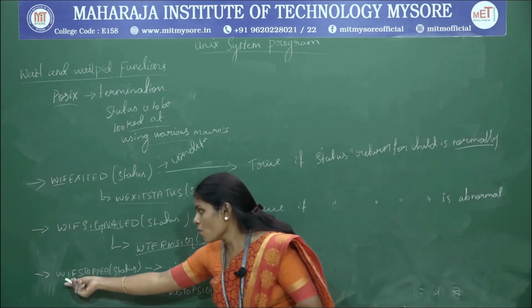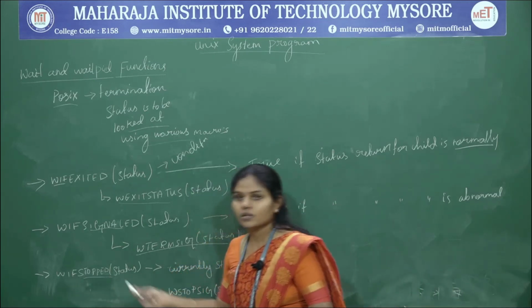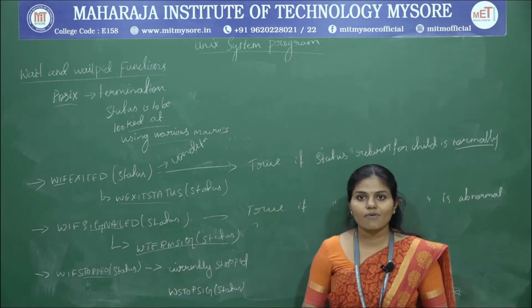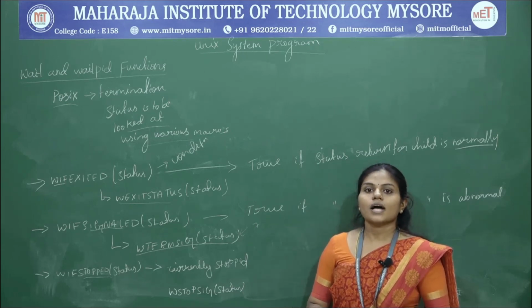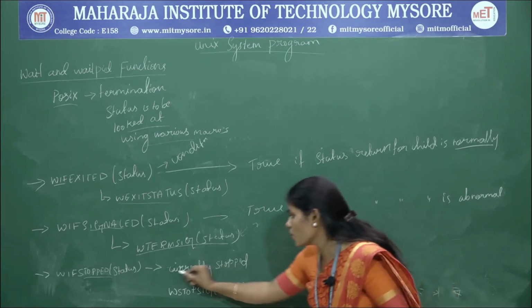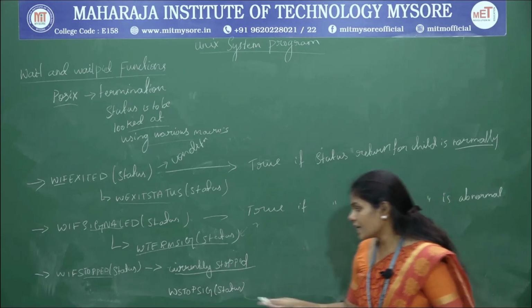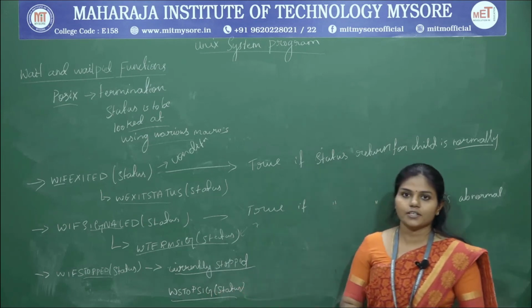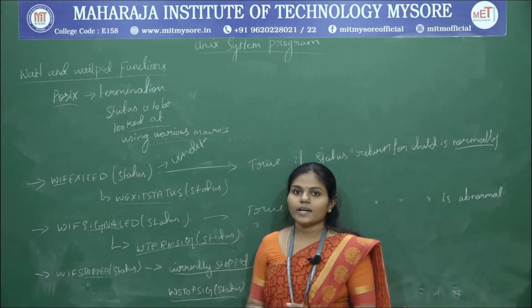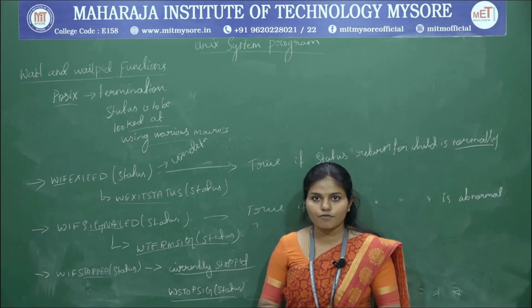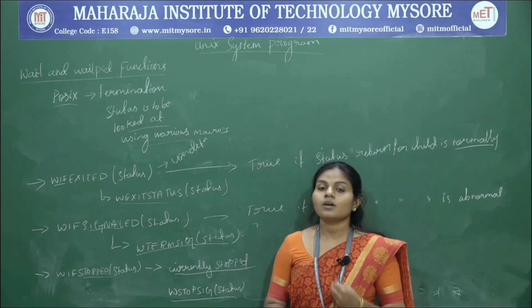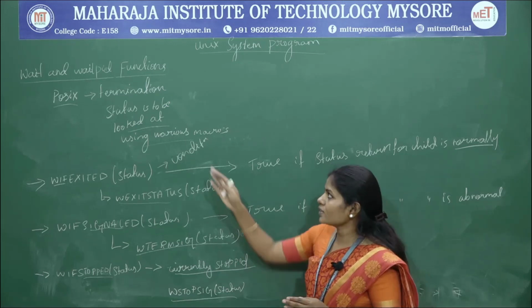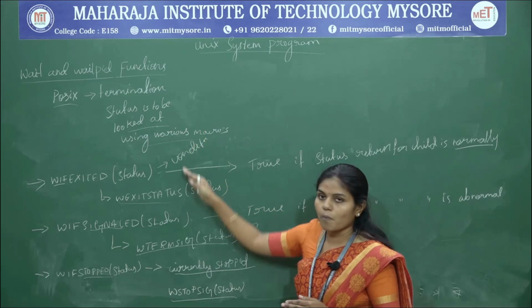Next one is WIFSTOPPED of status. What does that indicate? It is going to return the value true if the currently running child is stopped. In that case we make use of WSTOPSIG of status. These are the three important macros we specify to get the actual termination status from the kernel. These are the POSIX.1 macros.